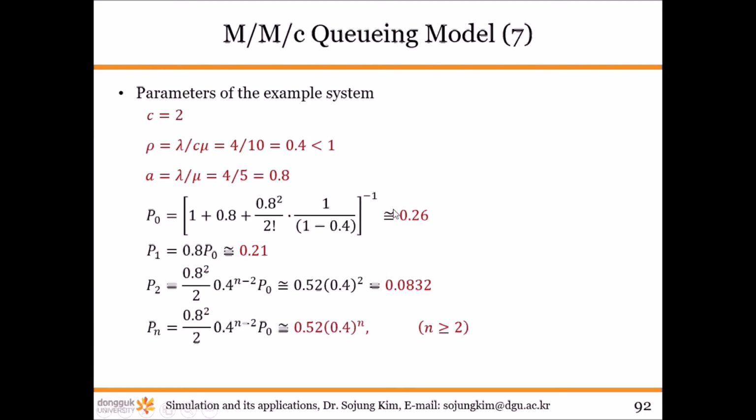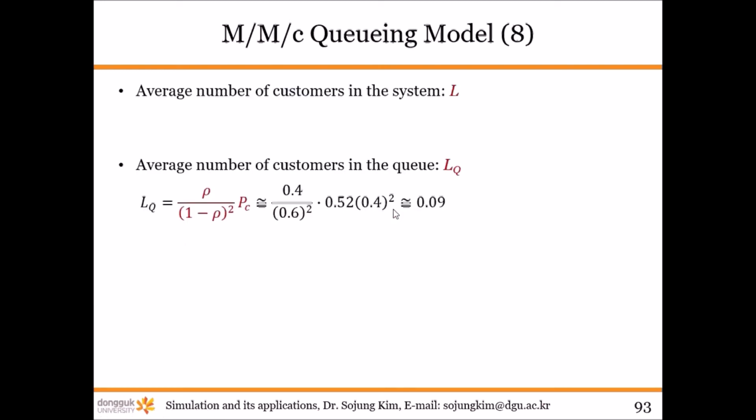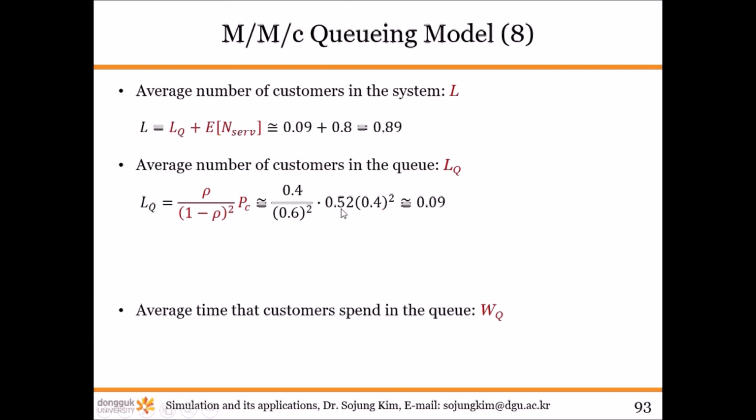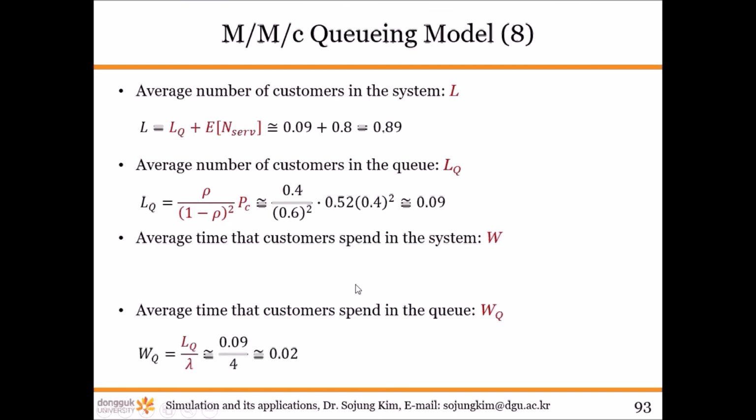Once you have these three values, you can calculate P0, P1, P2, up to Pn, so that you can calculate LQ. Based on the LQ value, you can calculate L, and also WQ using Little's formula, and then the W value.